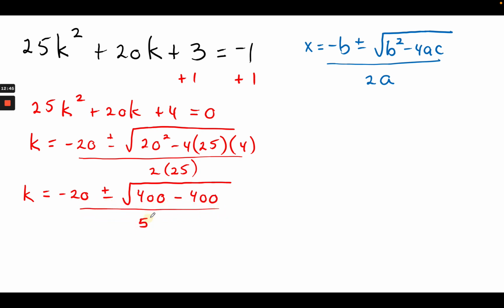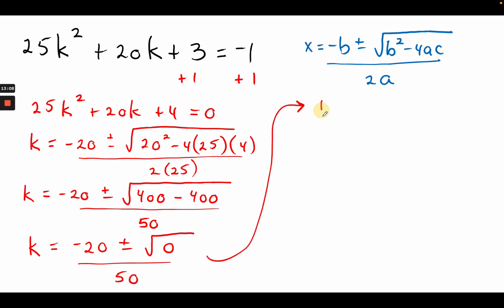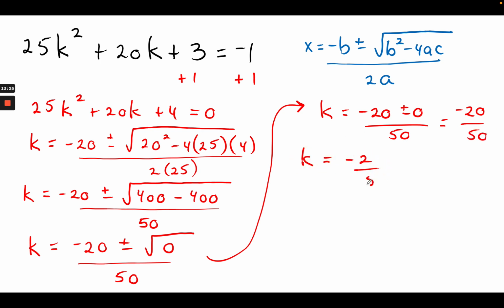You notice how I'm trying to be very neat and orderly with this so we can keep track of what we're doing. All right, so k is equal to negative 20 plus or minus the square root of 400 minus 400 is 0 over 50. And we'll come up here. K is equal to negative 20 plus or minus 0 over 50. So that's just negative 20 over 50. So k equals negative 2 over 5.